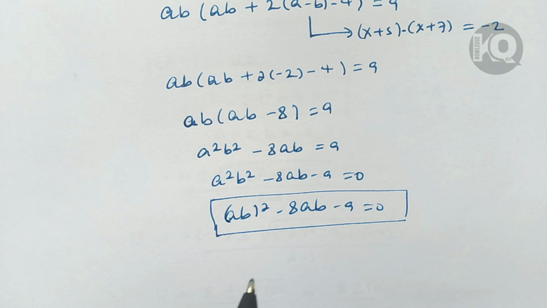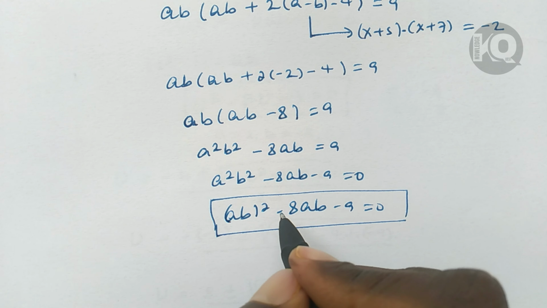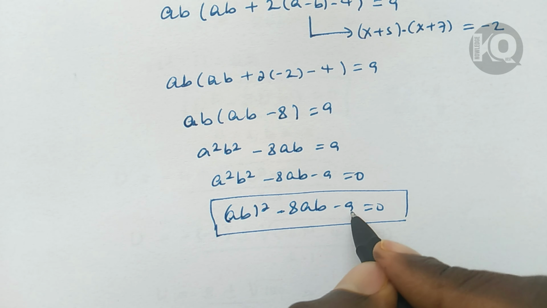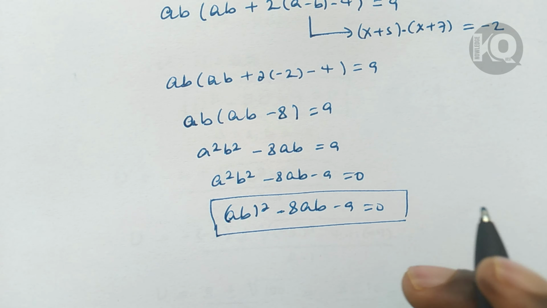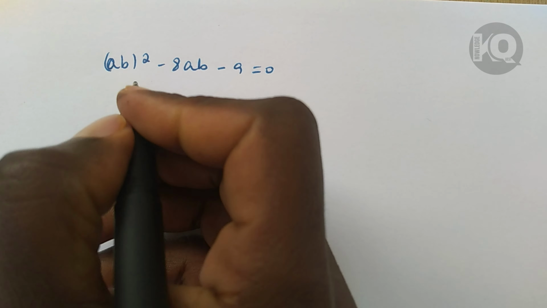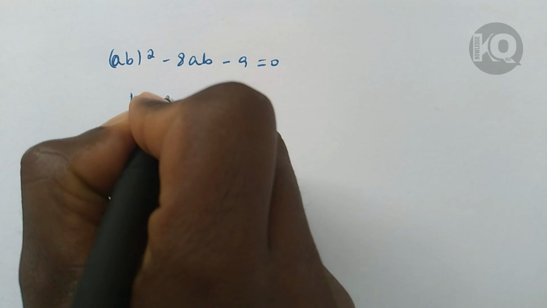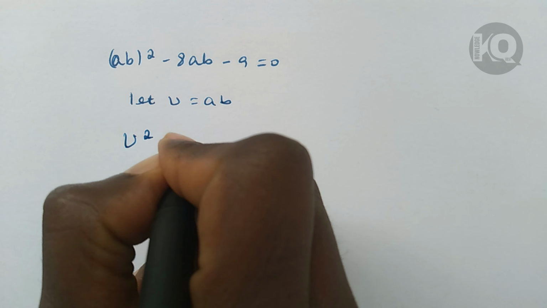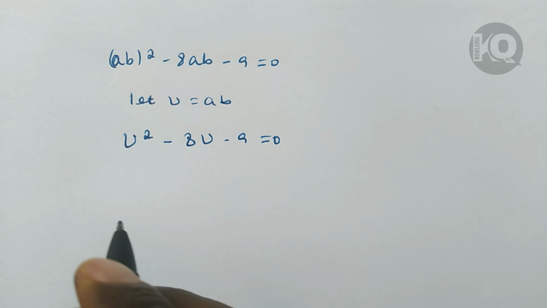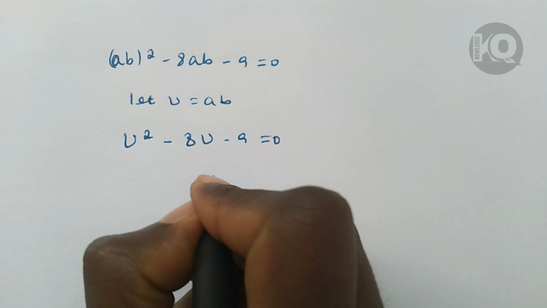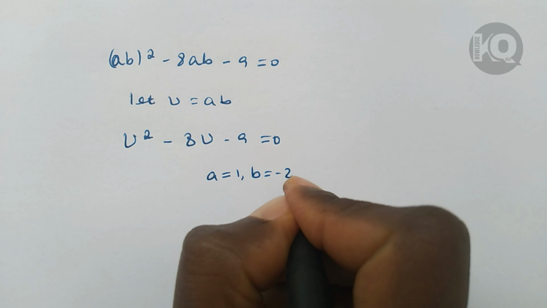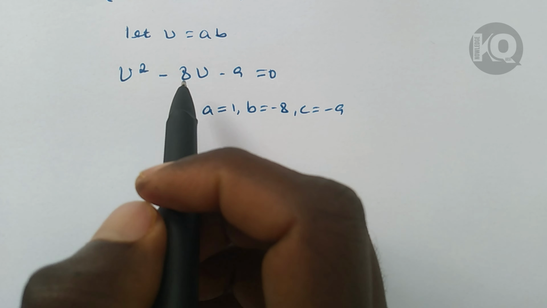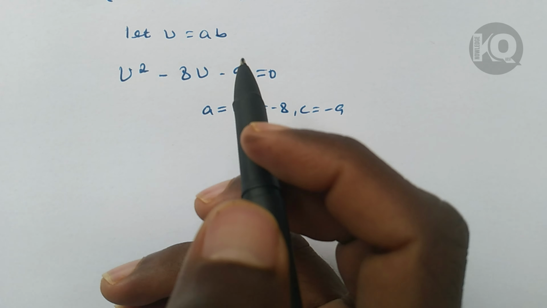So we have to find ab, which means we have to factorize this term. To factorize this term, we have to find the numbers whose product is minus 9 and whose sum is minus 8. To do so, let u be equal to a times b. Then the equation will be u squared minus 8 times u minus 9 is equal to 0. So by using the quadratic equation, the coefficient a is 1, b is minus 8 and c is minus 9. To factorize this term, we have to use guessing, or we have to use the quadratic formula.